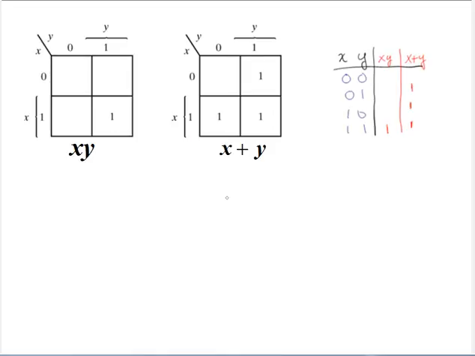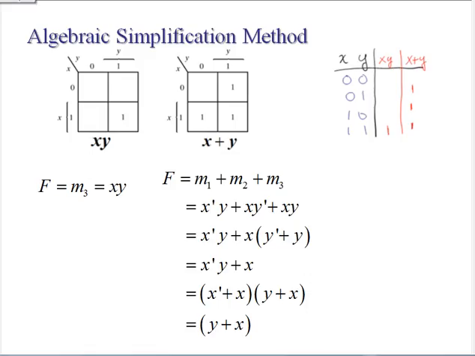And so in order to simplify this, what we want to look at is what are the adjacent cells. So let's look at two ways. First, we'll simplify it in terms of the algebra, and then we'll simplify it using the Karnaugh map method. For our AND function, f is equal to minterm 3, which is xy, and there's no simplification of that. That's as simple as that will get.